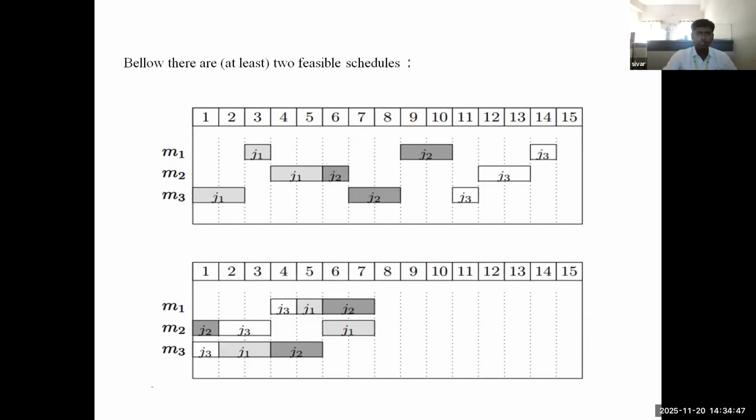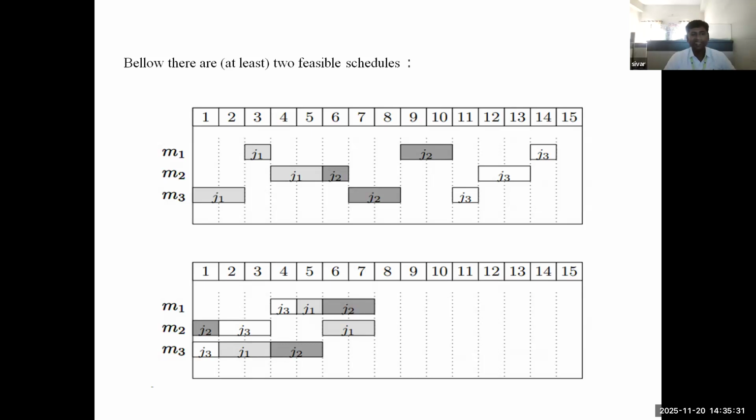Next one is the Gantt chart. Below are at least two feasible schedules. Okay, for three jobs, these are two possible Gantt charts: machine one, machine two, and machine three. And suppose the execution time is 1 to 15. Machine one executes job three in time slot 3, time slot 9 to 10, and time slot 3. And machine two executes job one by 4, job two by 6, job three by 12, job three by 14. Machine three: job one by 1, job two by 7, job three by 11.